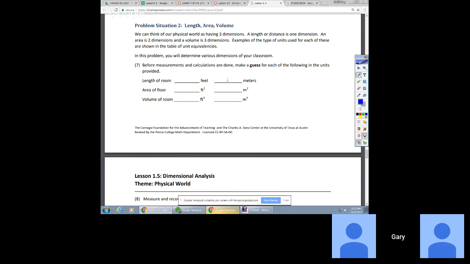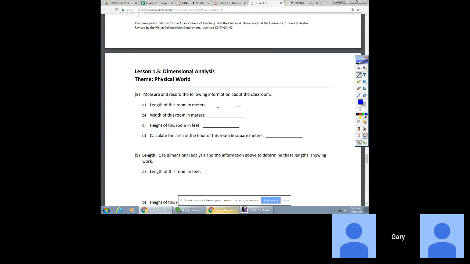You're also supposed to make the same guess for meters. Anybody want to guess how many meters tall this room is? 3, I think it's about 3 also. Yeah, pretty darn close. And we'll measure that in a little bit. Yeah, and then on the next page, you're actually going to start measuring some stuff.